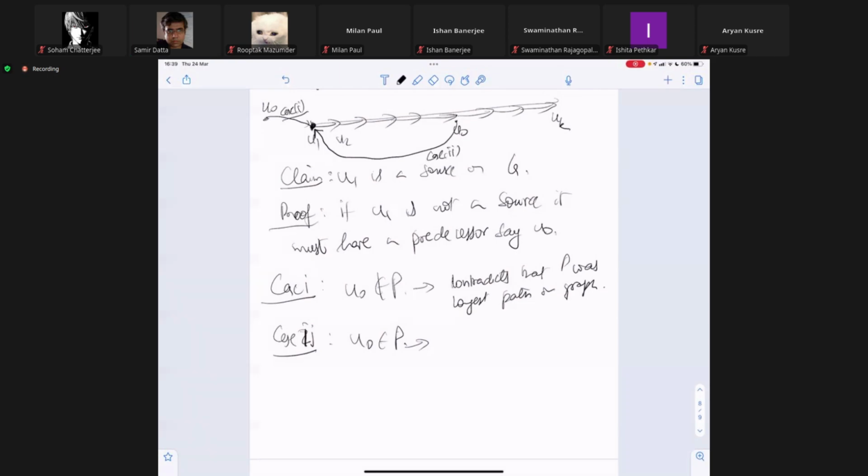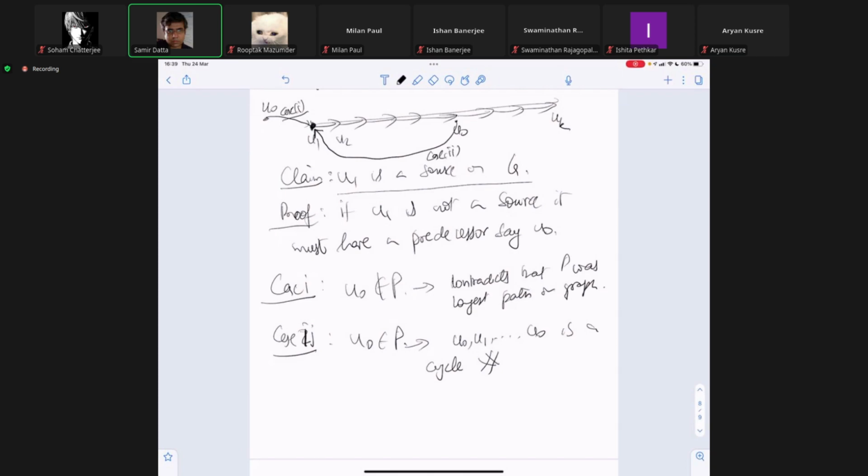Anyone? So U1 is not the source, right? No, we want to prove that U1 is not a source. What is the contradiction in this case? It will be a cycle. We would get a cycle. You would get a cycle. Very good. So you would have U0, U1, dot dot dot till U0, which is a cycle, which contradicts the acyclicity. So therefore, U1 is a source in the graph always.